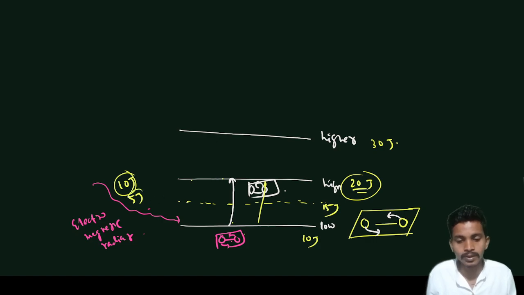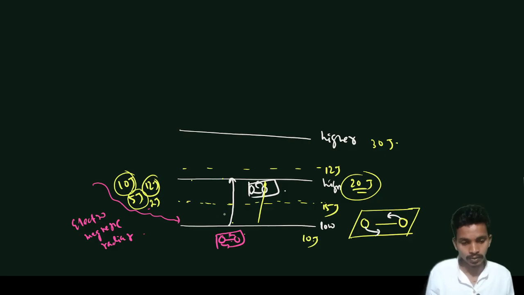otherwise it will not absorb other frequencies, like 5 joule, 22 joule, or 12 joule. If it is given 12 joule, it will not absorb it, because there is no energy level at 12 joule. So it will absorb either 10 joules only, or it may absorb 20 joules to shift to 30 joules, which we will discuss later. If it absorbs 20 joules, there is an energy level there, and if it absorbs 10 joule, then an energy level is there.